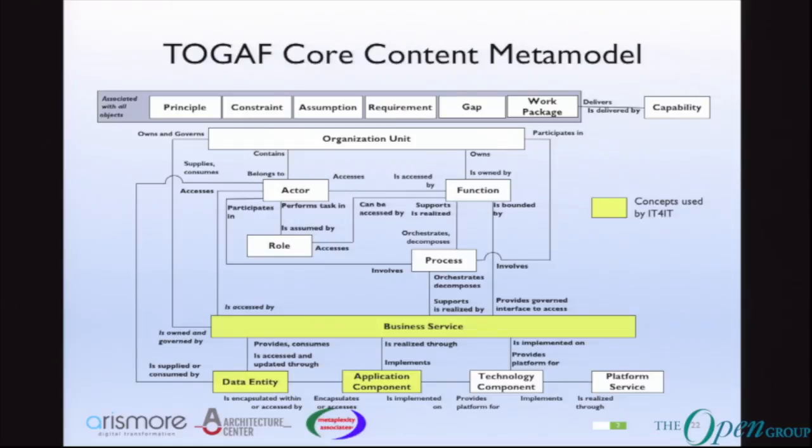So this is just to show you the core content meta model of TOGAF. And just to show you, in IT4IT, we mainly use as objects three of these objects, mainly data entity and application components, and in some way also business service is the thing that we are using from the TOGAF core content meta model. So I could explain also the same concepts that we use from Archimate, which are exactly the same concepts we use in Archimate.